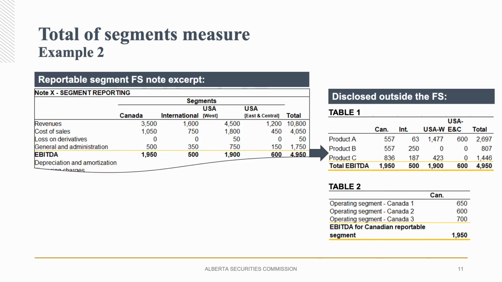For our next example, again, on the left, we have an excerpt from the reportable segment financial statement note. On the right, we have financial information that is disclosed outside of the financial statements. In Table 1, EBITDA information is presented for products A, B, and C for each reportable segment. In Table 2, EBITDA information is presented for each of the aggregated Canadian operating segments, which make up the EBITDA for the individual Canadian reportable segment.